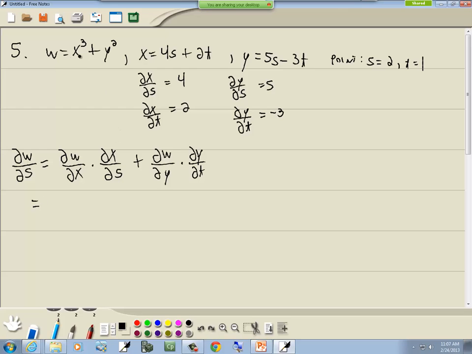Okay, partial of w with respect to x. Well, the y squared is a constant, so we just got 3x squared times the partial of x with respect to s. Partial of x with respect to s is 4. Plus partial of w with respect to y. So partial of w with respect to y is 2y. And times partial y with respect to t. Partial y with respect to t, there it is, negative 3.